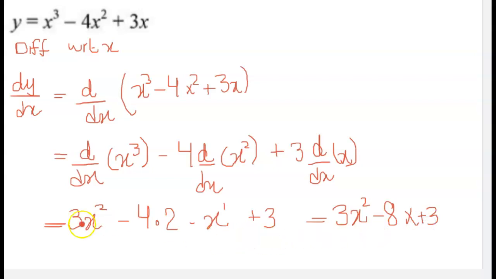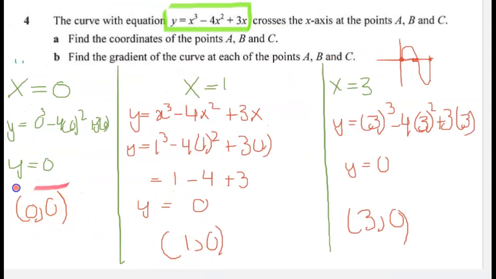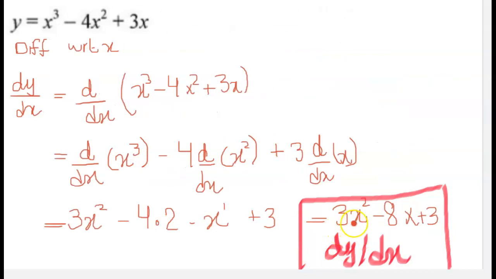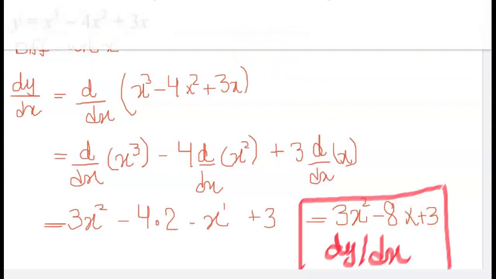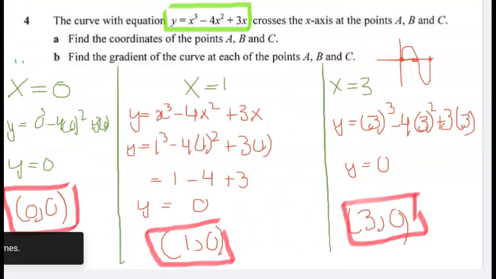Now this thing is actually my dy over dx. But the question is asking me to find the gradient at the points, at this point, at this point, and at this point. And you know how to find the gradient at these points. What you need to do is put the values of x in, for example 0, and you will get an answer. Yep, and that's how it will work. Let me do one. So let's say I want to do point (0, 0). What is the gradient at point (0, 0)?